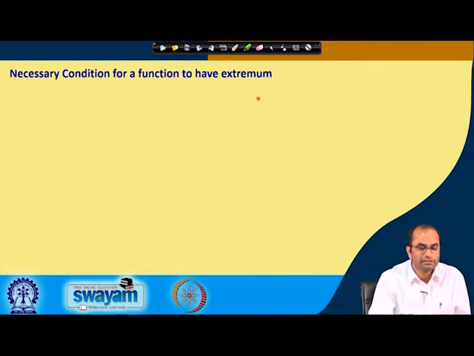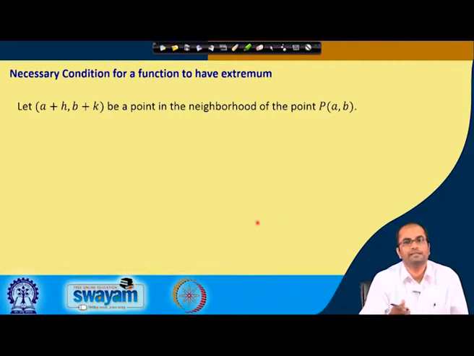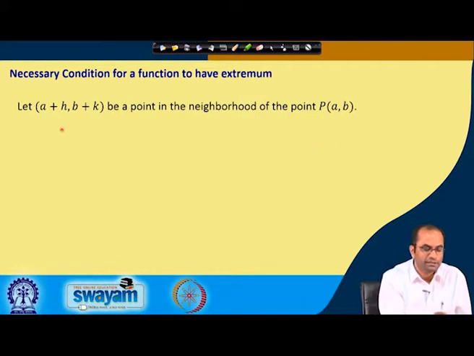So, here the necessary conditions, again just to have a simple proof of how we get that these partial derivatives must be 0 at the point (a, b), if (a, b) is a critical point. We consider a plus h and b plus k, a point in the neighborhood of the point (a, b). This is a neighborhood because h and k can take any value. There is no restriction on h and k, they can take any value to have a point in the neighborhood.